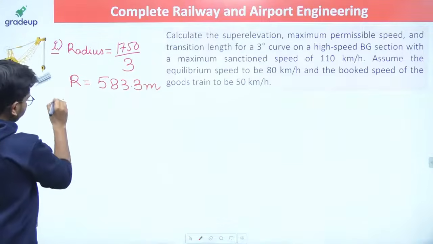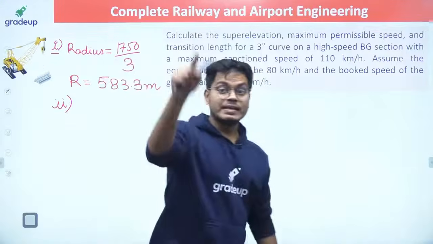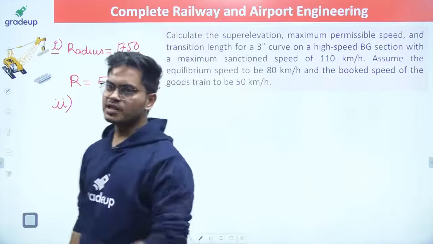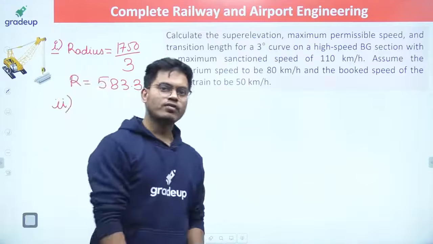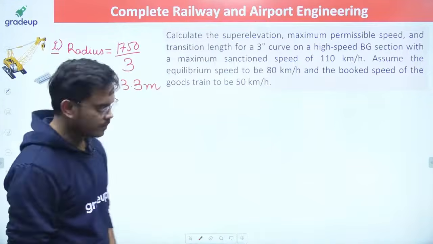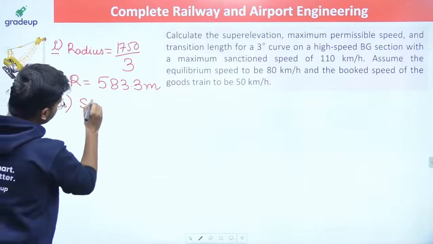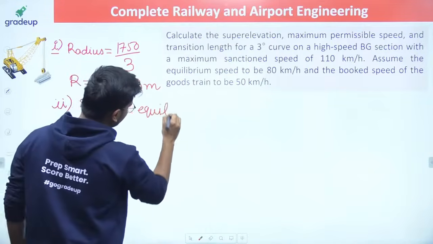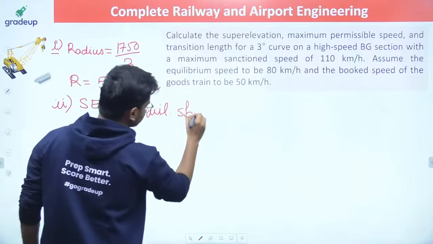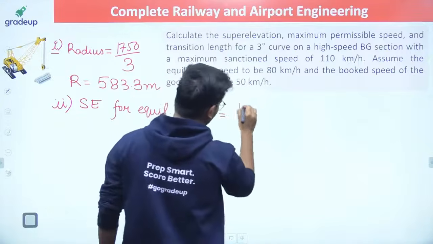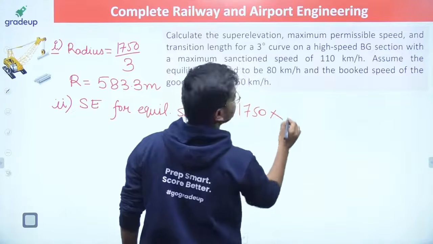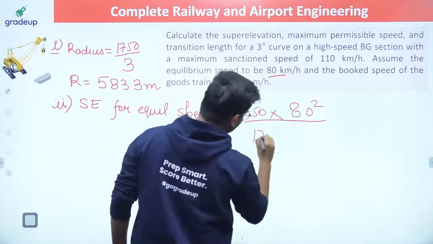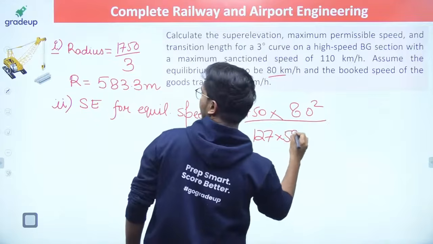Now the second thing is, get me the super elevation. Get me the super elevation for the equilibrium speed, everyone. Everybody will give me the answer, with full power. It will be 1750 into velocity, which is given as 80. 80 square by 127 into R, which is 583.3.